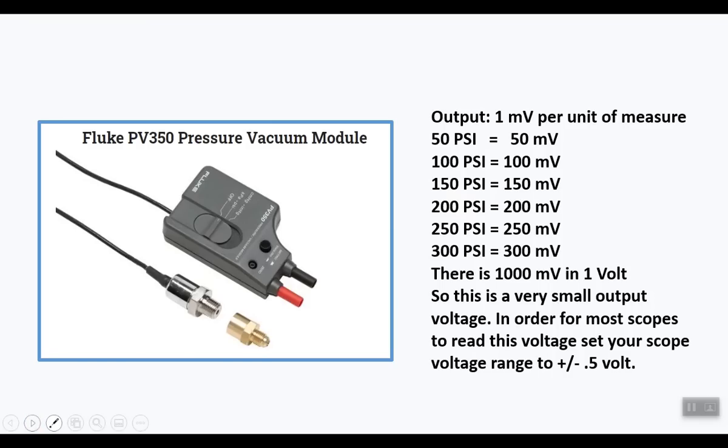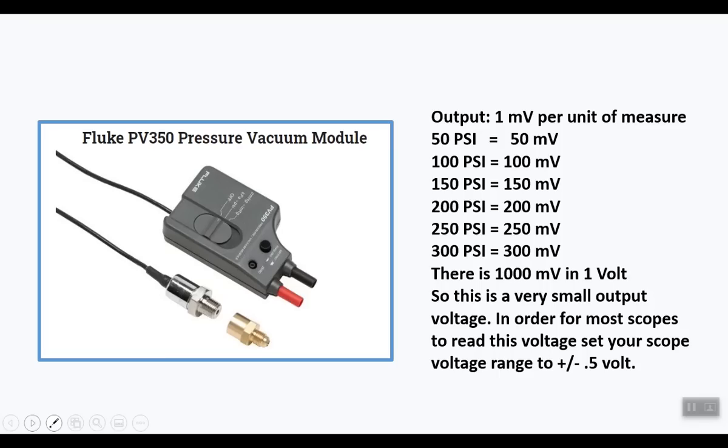One other sensor that we might use is a Fluke PV350. This pressure vacuum module works very well, but it has a very low output. So 1 millivolt per unit of measure is 1 psi. What that would mean is if I had 50 psi, that would be equal to 50 millivolts. Now, at engine idle, I would expect the engine to run basically 40 to 70 psi. So that's 40 to 70 millivolts.